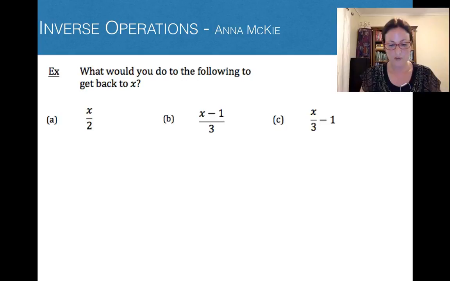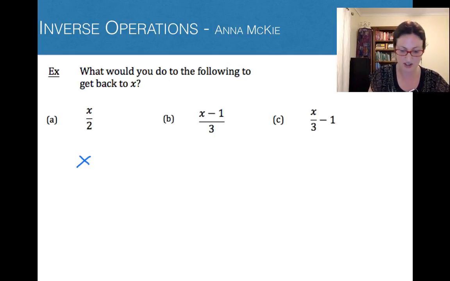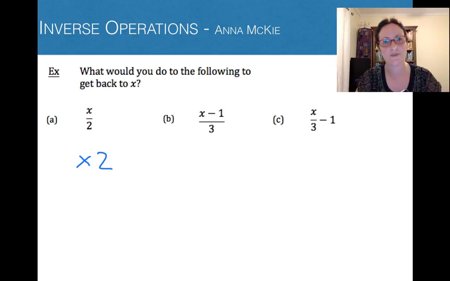So asking yourself, what would you do to the following to get back to x? I find a really handy technique is to say what you see there. So we have x divided by 2. The last thing we said there, divided by 2. So we have to do the opposite of that in order to backtrack. So the opposite of divide by 2 is multiply by 2. And that's all we need to write for this one.